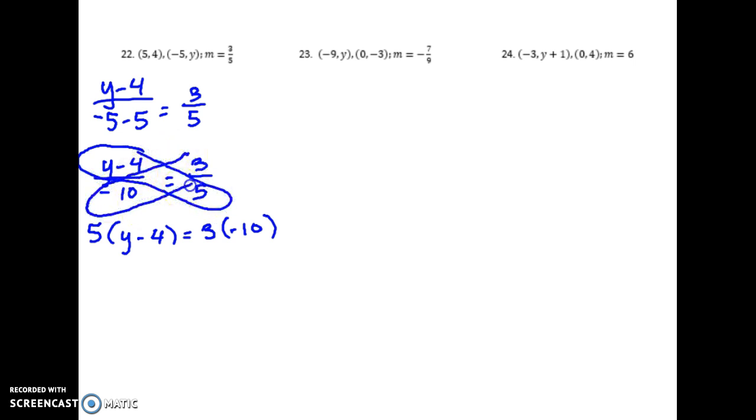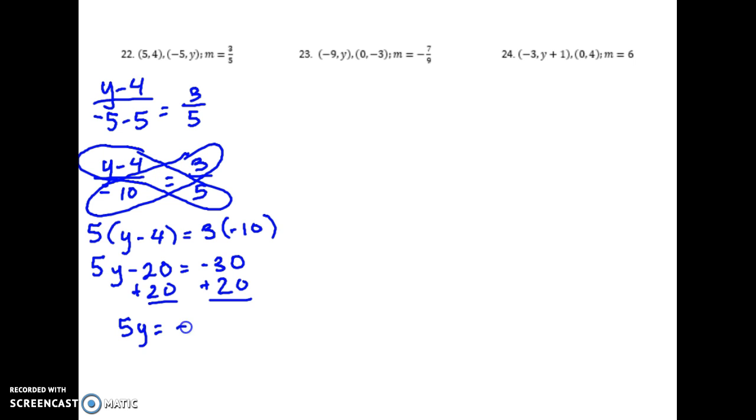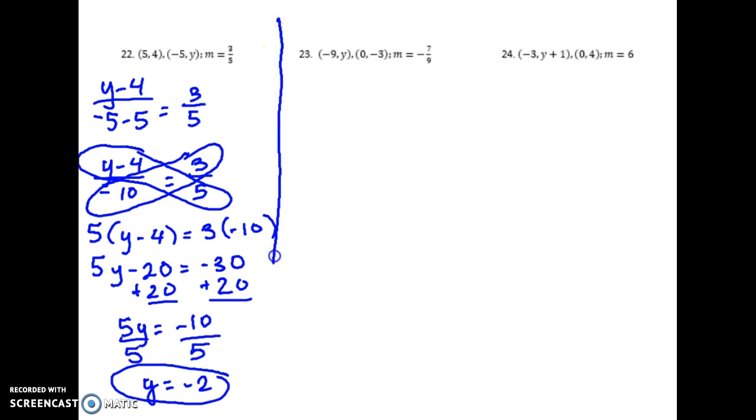Don't forget, you've got to distribute that 5. 5y minus 20 is equal to negative 30. And then when I add 20 to both sides, I get 5y is equal to negative 10, and then when I divide by 5, my y is actually equal to negative 2. There's my answer. All right, looking at number 23, let's set this up.